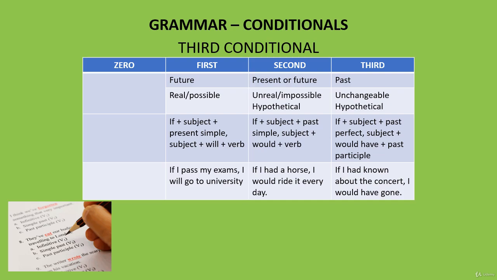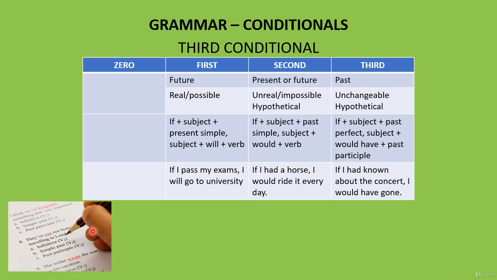The third conditional is for things in the past. It's an unchangeable past, a hypothetical past, and we make it like this. If plus subject plus past perfect, comma, then subject plus would have plus past participle. For example, if I had known about the concert, I would have gone. The fact is, I didn't know about it and I didn't go. But hypothetically speaking, if I had known about it, I would have gone.